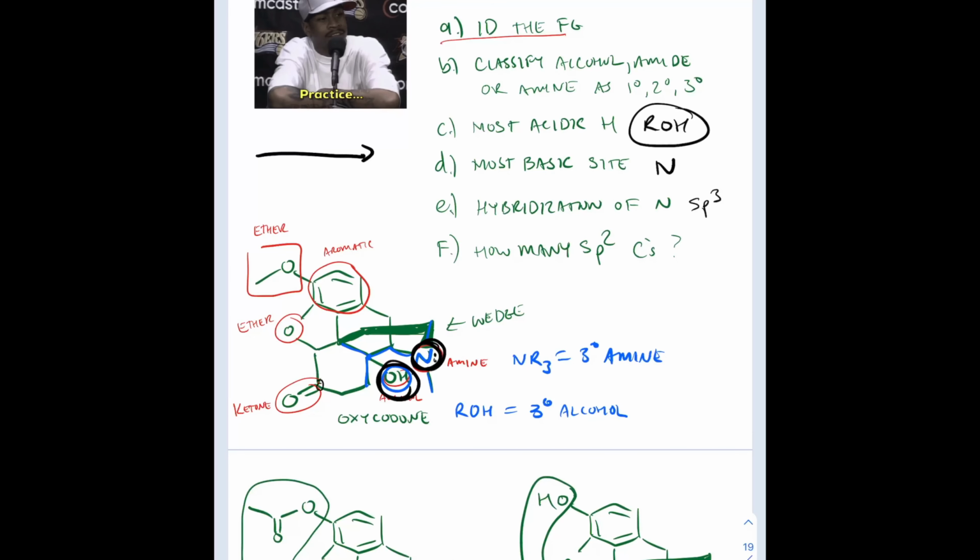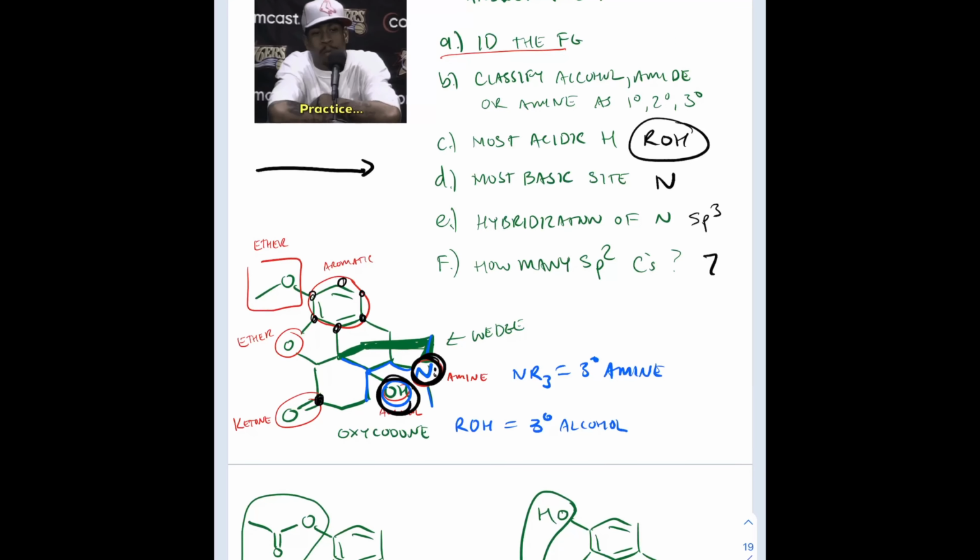How many sp2 carbons are there? Well, there's 1, 2, 3, 4, 5, 6, 7. I don't think I missed any, so I'm going to go with 7. If I missed any, I'm sorry. Let me know. But that's pretty much it for that.